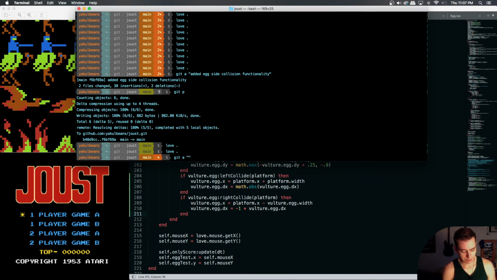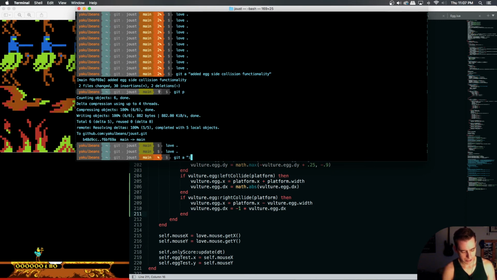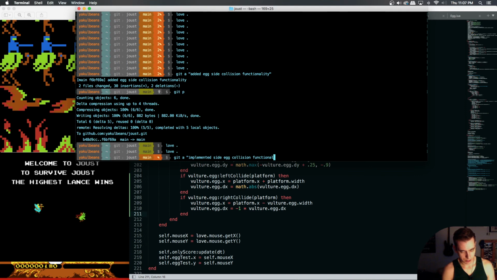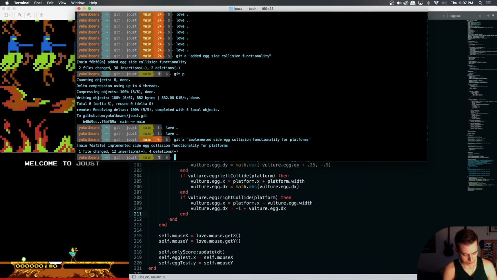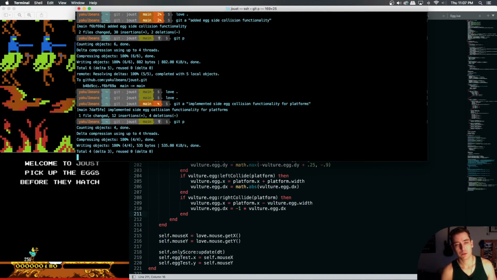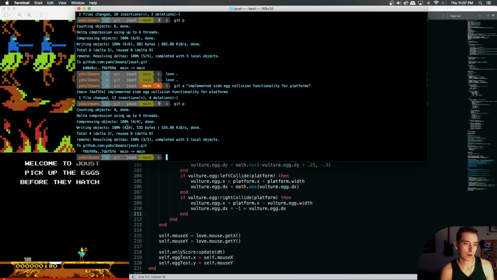I'm going to add everything to the staging area with a commit message saying we implemented side egg collision functionality for platforms. That's awesome. That couldn't have gone smoother. Then push it to our origin main repository and call it a day.